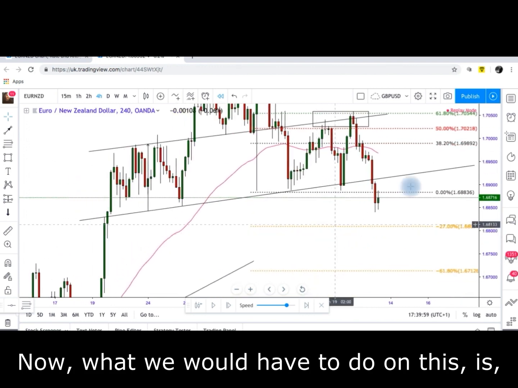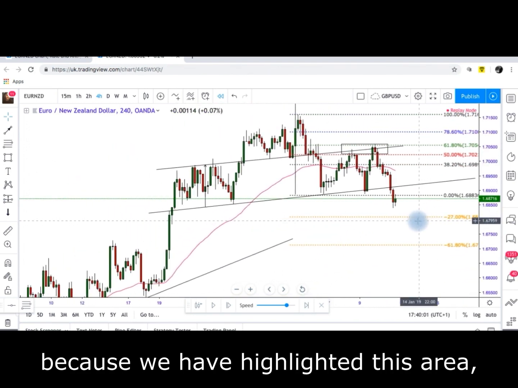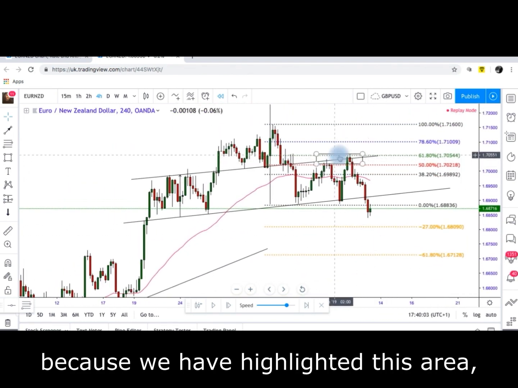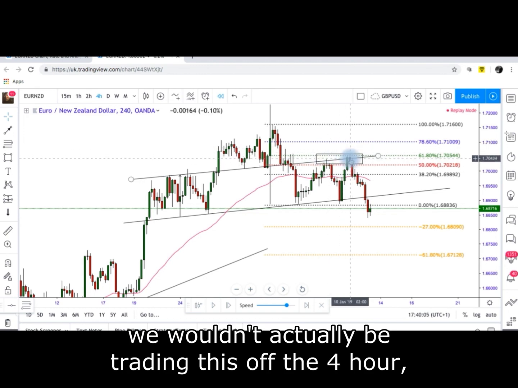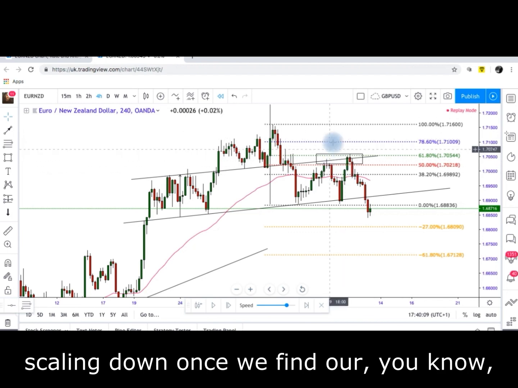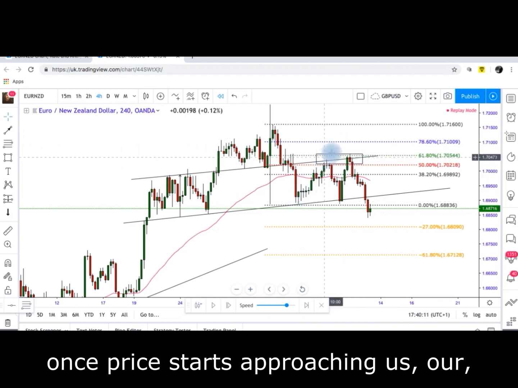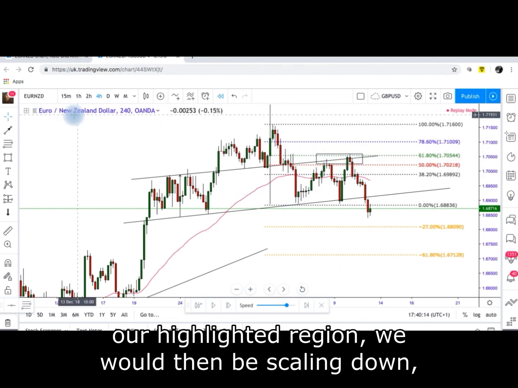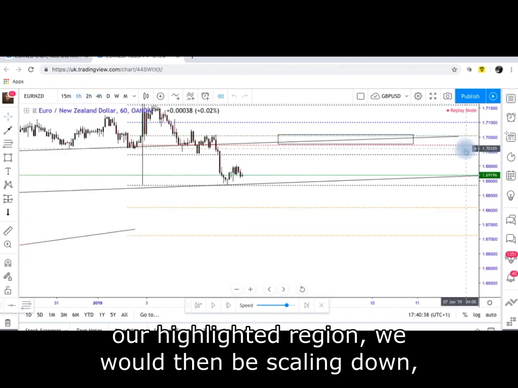Now, what we would have to do on this is because we have highlighted this area, we wouldn't actually be trading this off the 4 hour. This is a 4 hour pattern, but we'd actually be scaling down once price starts approaching our highlighted region, we would then be scaling down. Okay, so this is our pattern.